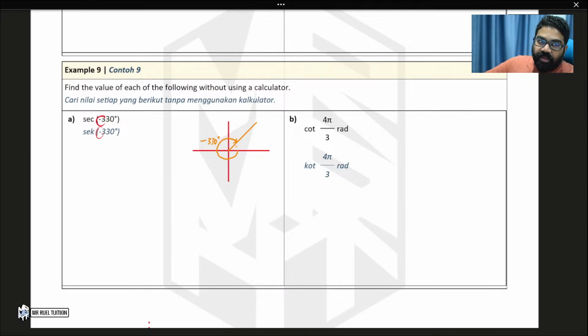So what is this ratio? Secant. So secant ialah 1 over cos. 1 over cos negative 330. Right? 1 over cos negative 330.